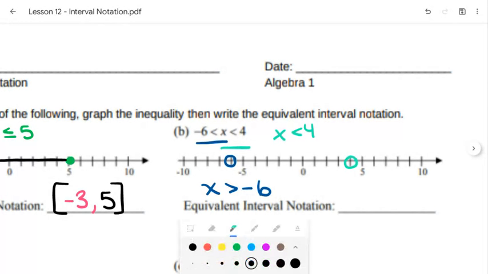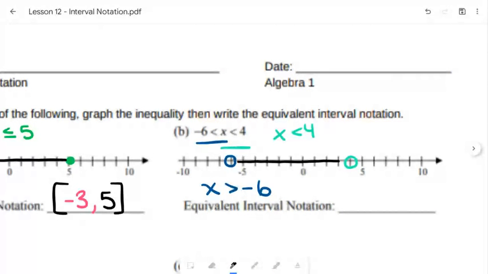Again, these two go together. So because it's this single inequality, we're going to shade everything in between. So 3 is a perfect example of something that would fall in the solution set, right? It's less than 4, but it's greater than -6. Everything that satisfies that would fall in here.